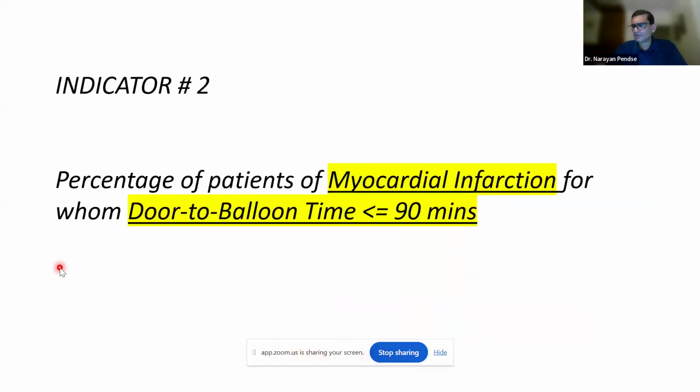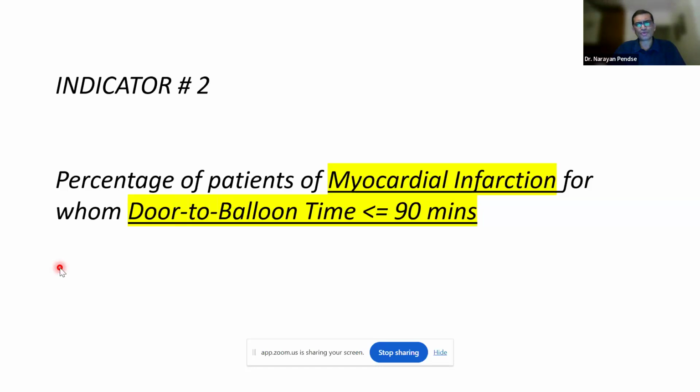We move to indicator number 2, which is the percentage of patients of myocardial infarction for whom door to balloon time is less than or equal to 90 minutes. I'm sorry, I'm jumping from indicator to indicator. We will take questions and answers separately later. And I'm sure once you get the concept along the way, because some of these may be common between different indicators, the approach will be clear to you. So this indicator is for myocardial infarction patients. The first one was also to do with cardiology.